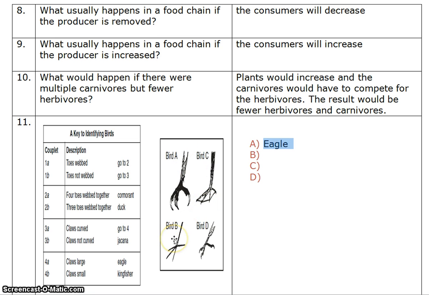Let's look at bird B. See if you can figure this out first. Tell you what, I'm going to stop the video, work through this, and see if you can get B, C, and D. You will have a test question where you have to do this. So stop the video now, have everybody work on these, and then turn it back on.